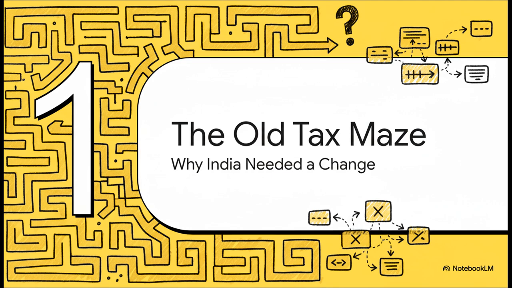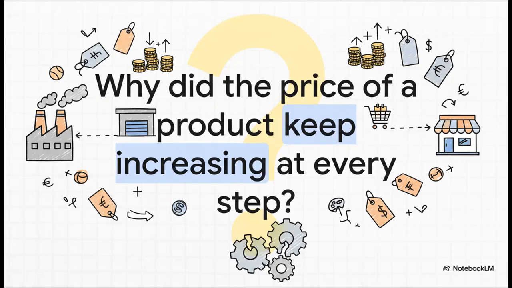So let's start with a really basic question. Why was the old tax system in India, well, such a mess? I mean, really think about that for a second. Why would a simple product get more and more expensive at every single stage of its journey? You know, from the factory to the wholesaler to the little shop down the street, the price just kept climbing. And it wasn't just about profit. It was a massive flaw baked right into the tax system itself.